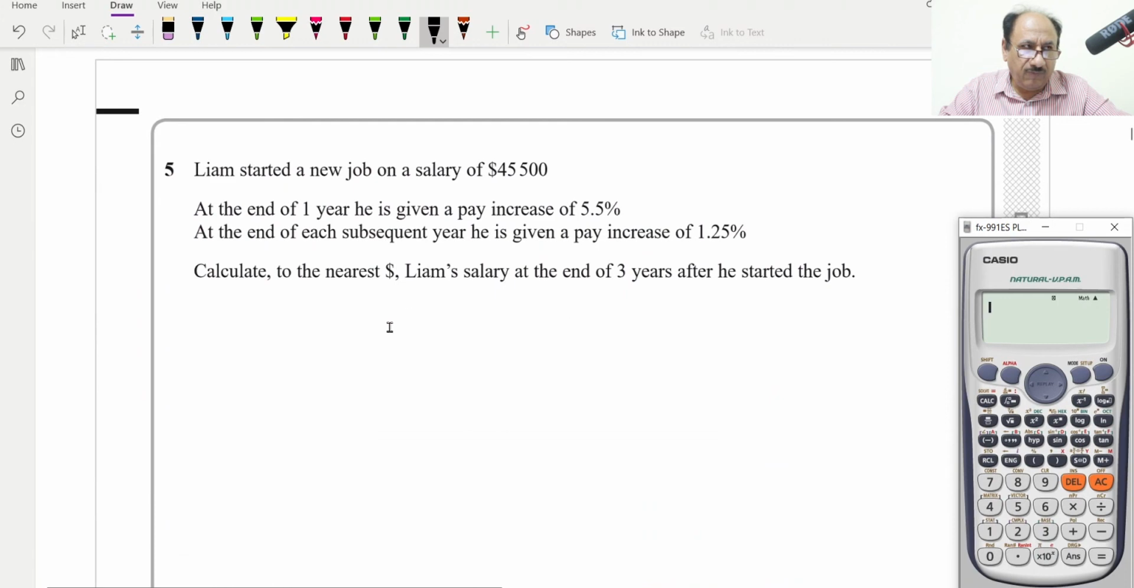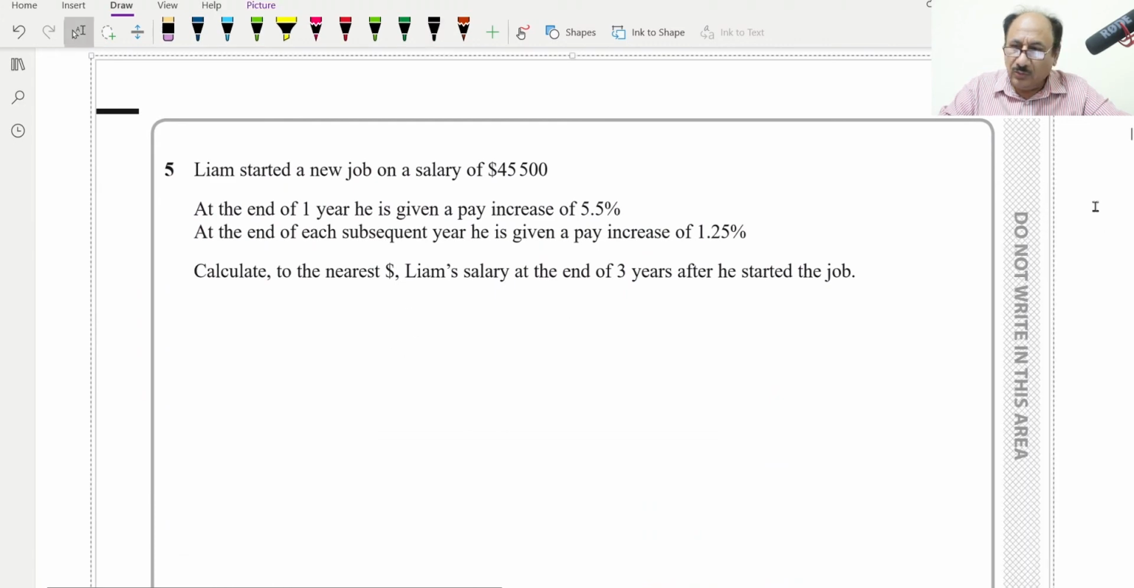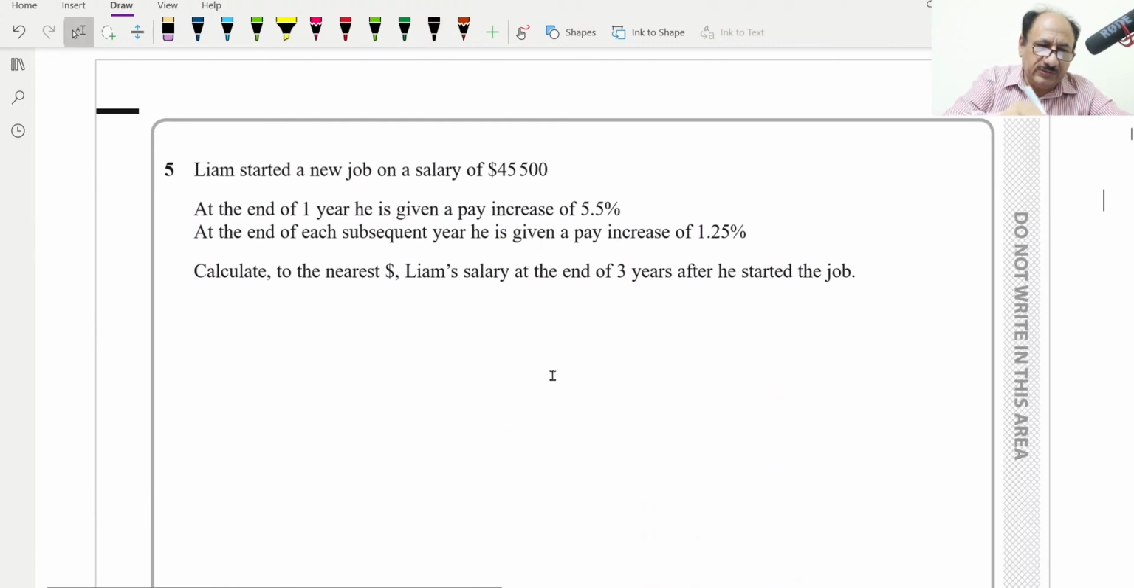Now question number 5. Question number 5 says Liam started a new job on a salary of this much, and at the end of the first year he is given a pay increase of 5.5%.